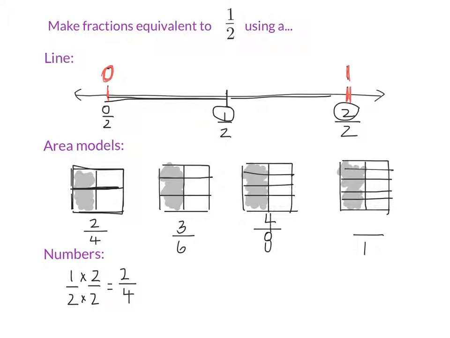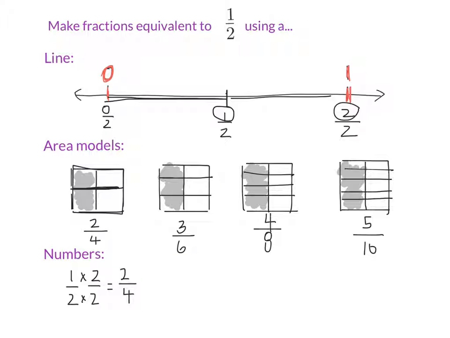Denominator, good. And how many are colored in? 5 of those 10 sections are colored in. So all of these fractions, 2/4, 3/6, 4/8, and 5/10 are equivalent to 1/2. Do you see that? Now I'm going to show you how we get there using numbers.